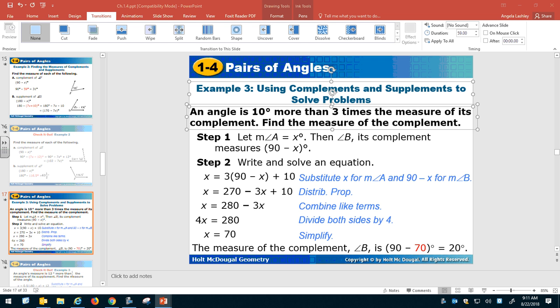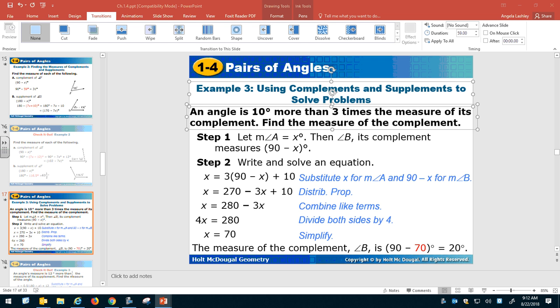90 minus the angle, okay? So make sure you have that down or it's going to mess you up. 90 minus the angle. What did we call the angle? Y. So what can we write here for the complement? 90 minus, what did we call the angle? Y. And it said it was 3 times the complement. So what am I going to do to this 90 minus Y? Multiply it by 3.